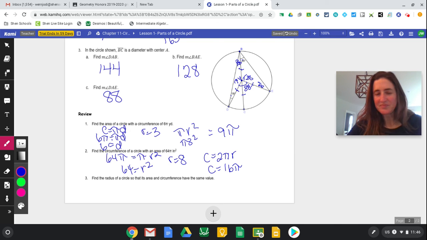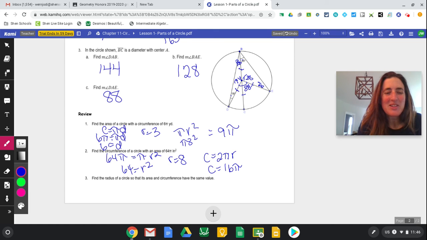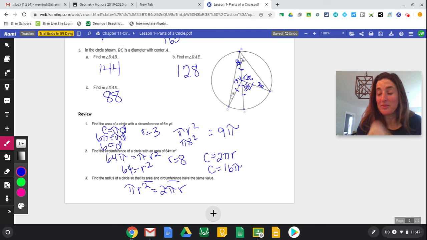These are fun. Find the radius of a circle so that its area and its circumference have the same value. Look at this problem. This is going to be fun. I made it up. Okay, so here we go. Its area and circumference have the same value, and we want to find the radius. So pi r squared has to equal 2 pi r. See how I did that? They both have radius in there. Look what happens. Cross off the pi's. So r squared equals 2r.